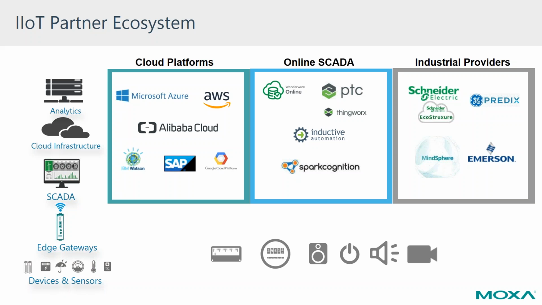In the middle, again, we're referring to online SCADA or modern SCADA. You can see companies such as PTC with ThingWorx, Wonderware, Spark Cognition, Inductive Automation. Travis will be covering a lot more of that in detail. And then finally, the industrial providers. These are companies like Siemens and GE and Emerson who make many different products, but they have very high-end analytic systems that know how to read that data and do the machine learning on the back end of all their equipment.